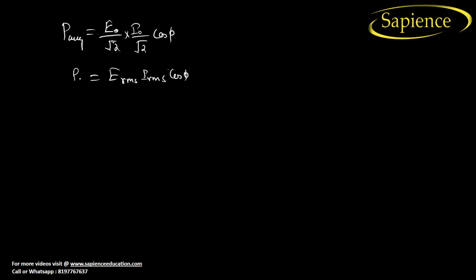Now we can also write average power as, see here, P average. Can you understand this? P average can be written as E naught by root 2 into I naught by root 2 into cos phi. So E naught by root 2 is our ERMS, so ERMS into IRMS into cos phi. So this is the value of average power. I hope you have understood this is the average power consumed by the RLC circuit.